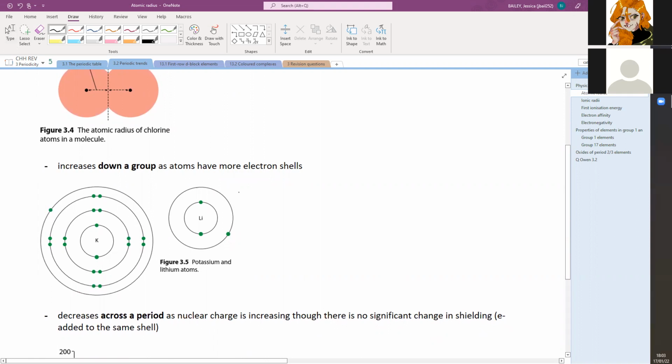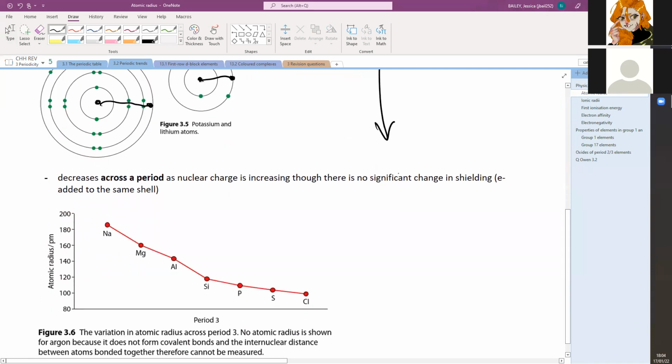So here, this diagram's a bit backwards. This is at the top of a group, and remember, groups are the columns that go down. So lithium's up here, and potassium, if I recall, is directly underneath it. Actually, it can't be. It's sodium and potassium. So as you go down the group, atomic radius increases because you've got more shells. Pretty obvious. You can see that distance is more than that distance.